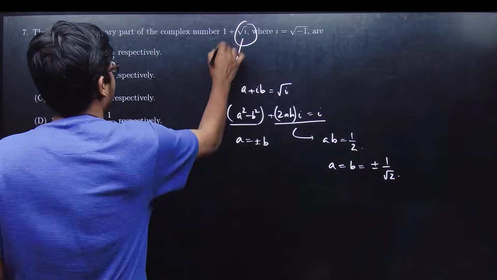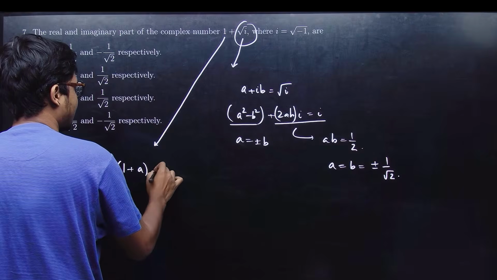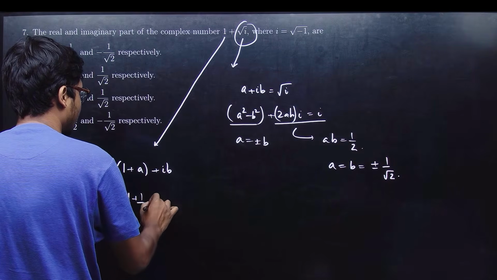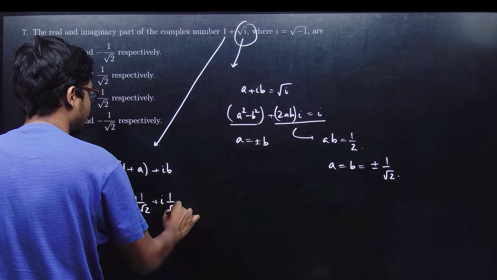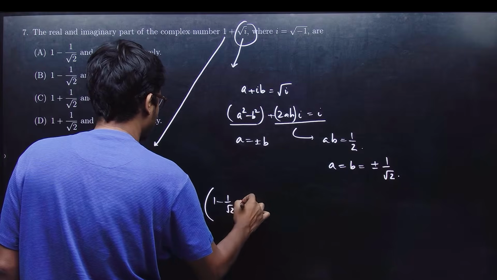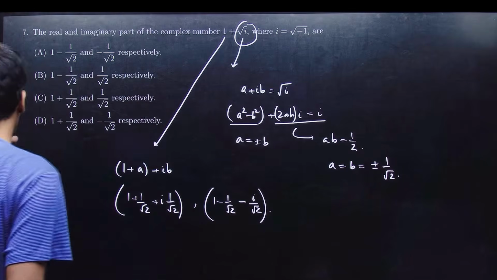So what does this number look like now? This is basically 1 plus a plus iota b. So that is going to look like 1 plus 1 by root 2 plus iota times 1 by root 2, right? Or it's going to look like 1 minus 1 by root 2 minus iota times 1 by root 2, right? So which are the possible options that are correct?